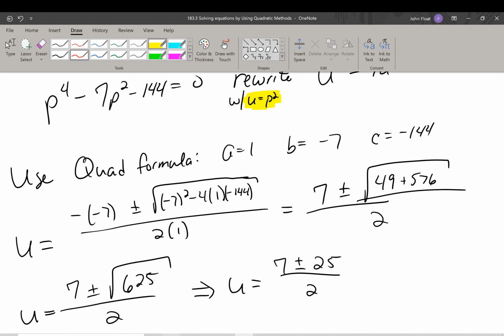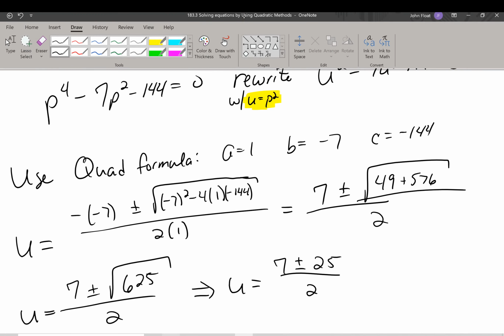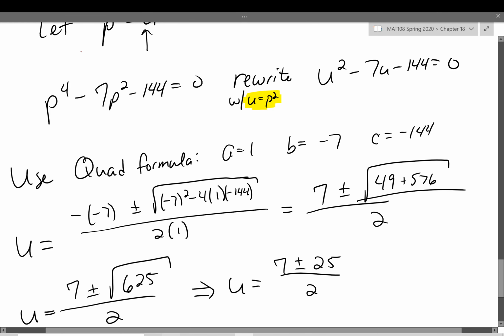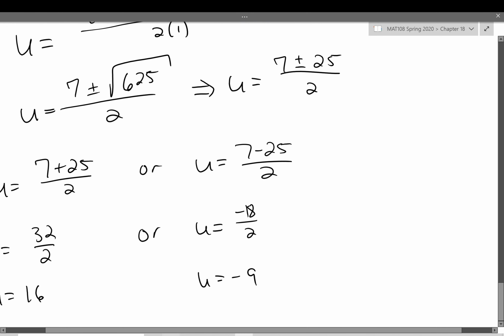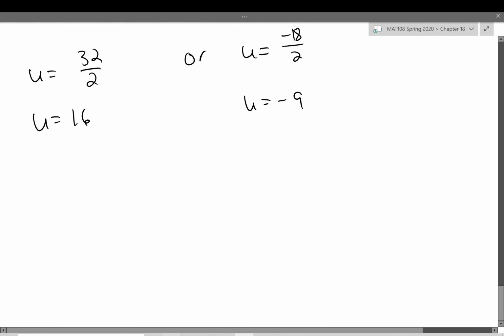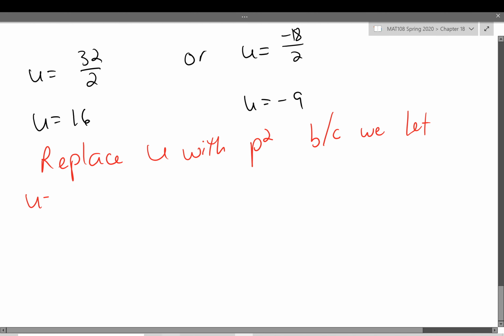Okay? So, what we need to do, and I'm going to write this in red, is go all the way back down to our problem. All right? We need to go all the way back down here. And we need to, and I'm going to write it nice and large, replace U with P squared. All right, let me write that nicer. Rewrite U with P squared, because we let U equals P squared at the start of the problem.